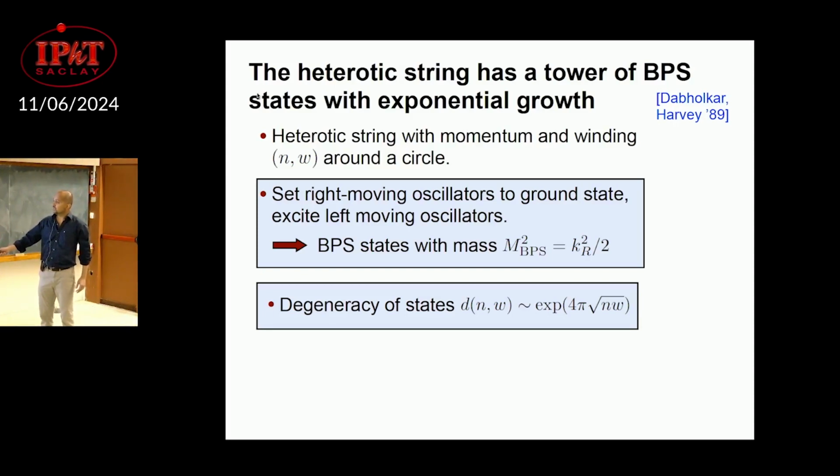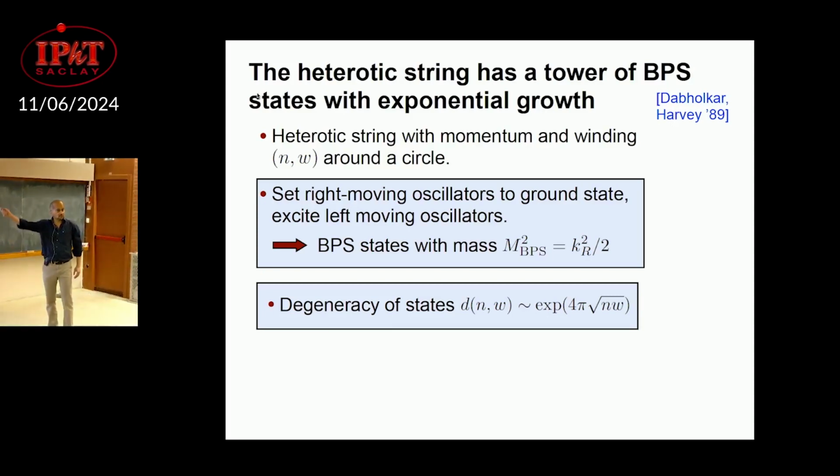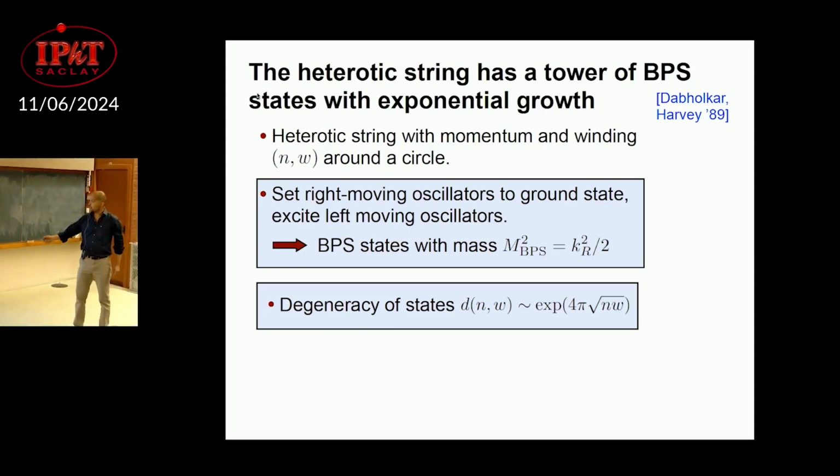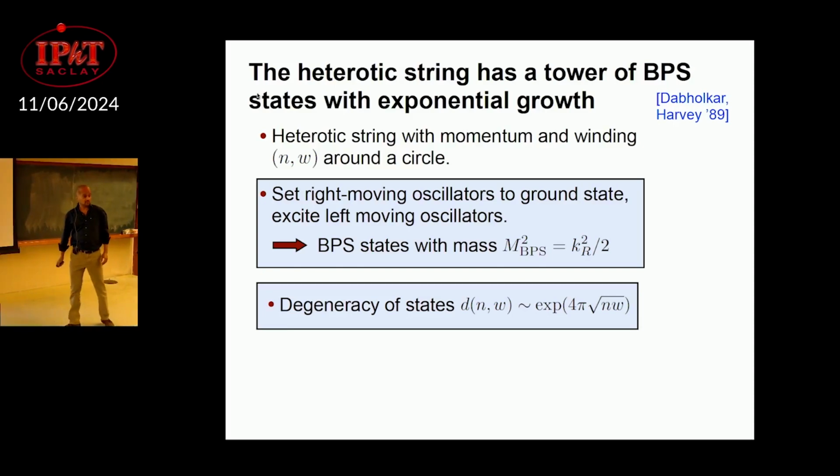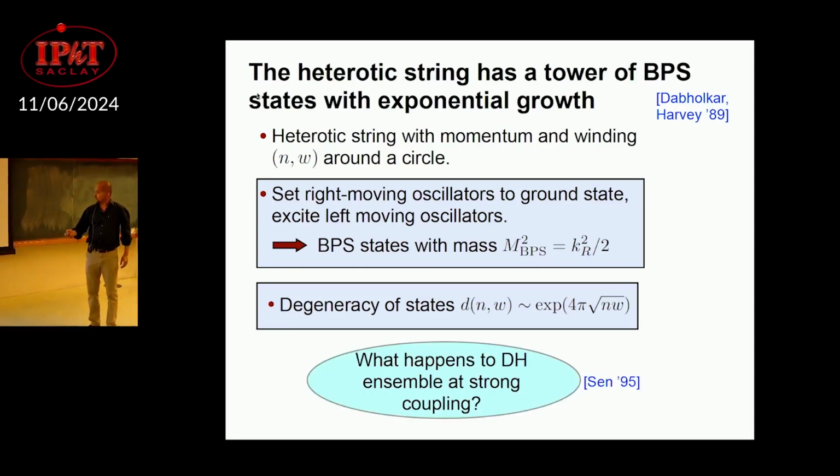And it's fairly easy to estimate what the degeneracy of states of this tower is. Ashok even gave a sketched derivation. And the answer is that d, the asymptotic degeneracy of states, goes as exponential of 4 pi times square root of nw. Now, the main question is the following.